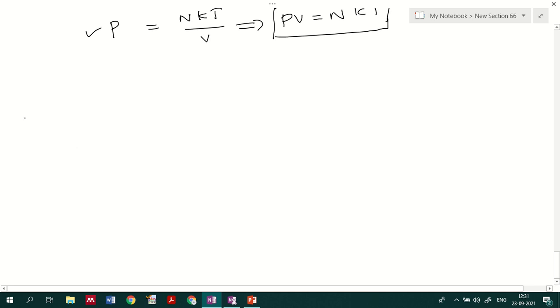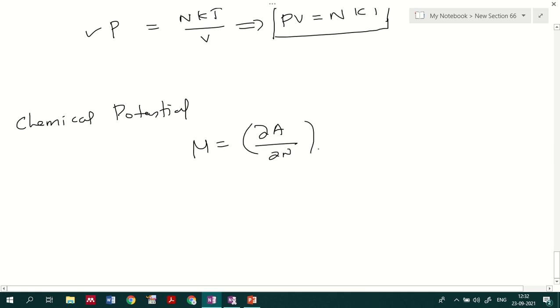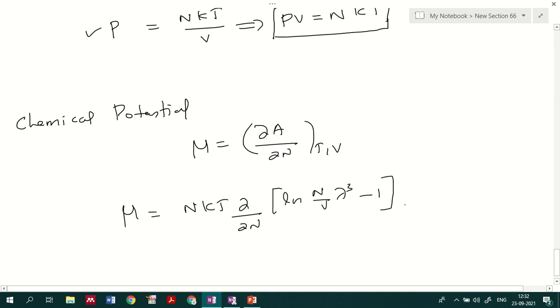Now, in order to find the chemical potential, next I am moving to address the chemical potential case. That is μ equals ∂A/∂N at a constant temperature and volume. That is μ equals, if I represent it, NkT ∂/∂N of ln(N/(Vλ³)) minus 1.